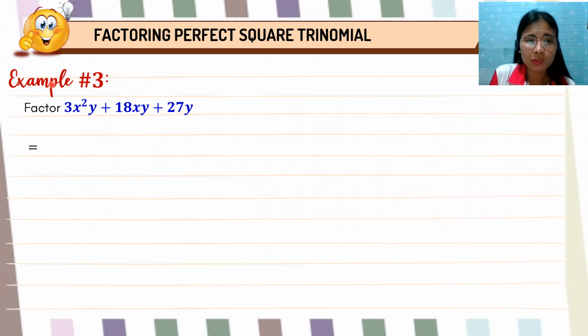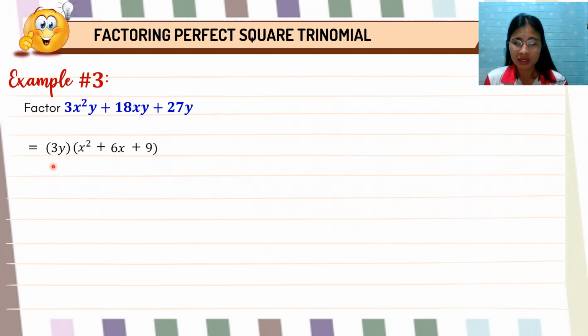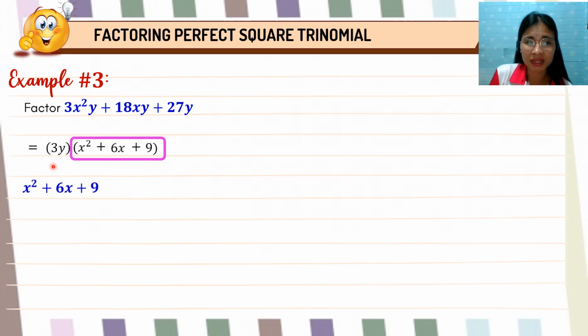So which means we have a common factor of 3y, and that is, 3x squared y divided by 3y. So if you try to eliminate 3y, what remains is x squared, plus 18 divided by 3 is 6, and xy divided by y, so y is cancelled. What remains is x, plus 27 divided by 3, that is 9. And y divided by y, that is 1. So the remaining expression now, x squared plus 6x plus 9, is an example of a perfect square trinomial.